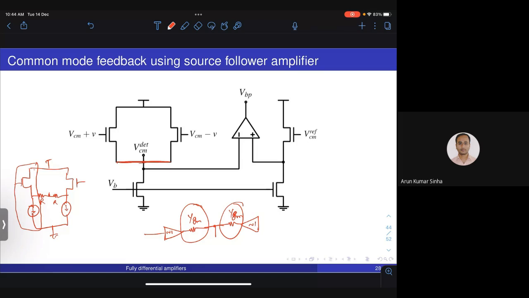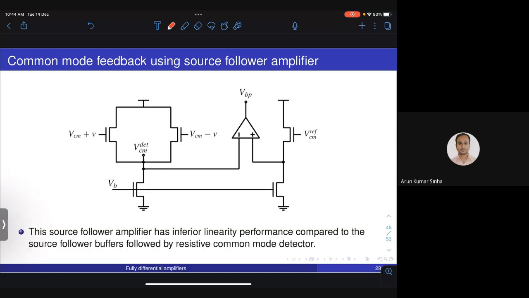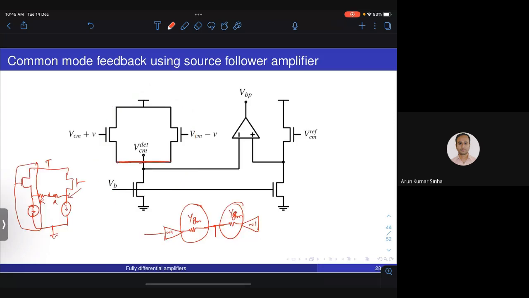But is this better or worse than the previous one? Of course, it uses fewer components, but this particular source follower configuration has inferior linearity performance as compared to the previous one. Because in the previous case, the current through this transistor was held constant by this bias current IB, and because this had a gain of almost 1, the voltage difference between these two was fixed as 1 VTH, right? Because the source also will swing in sync with the gate with a DC shift of 1 VTH.